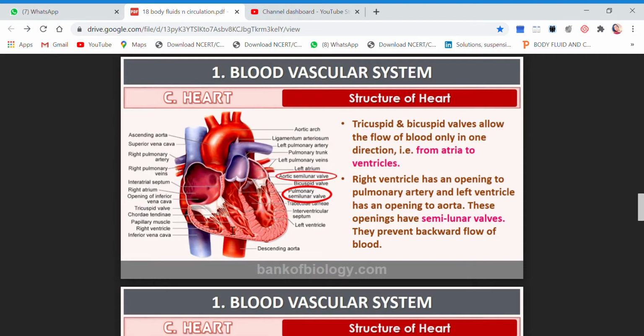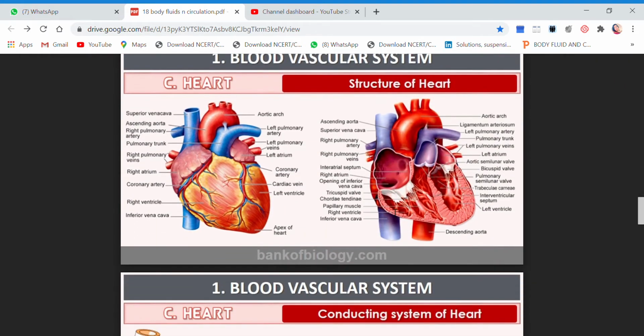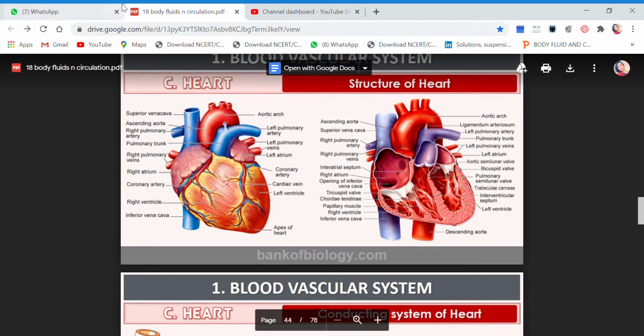So how many valves have you studied now? Two valves between the chambers, and now two valves between the ventricle and the branch it opens into, right? So these are about the valves. Let's move on further, children, to show you the structure of the heart.